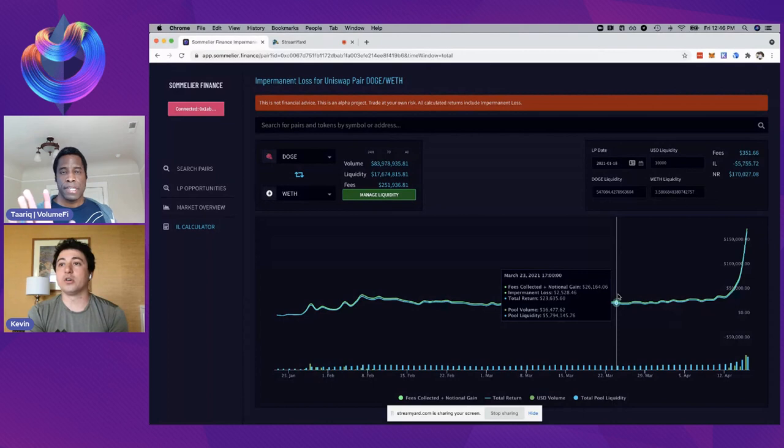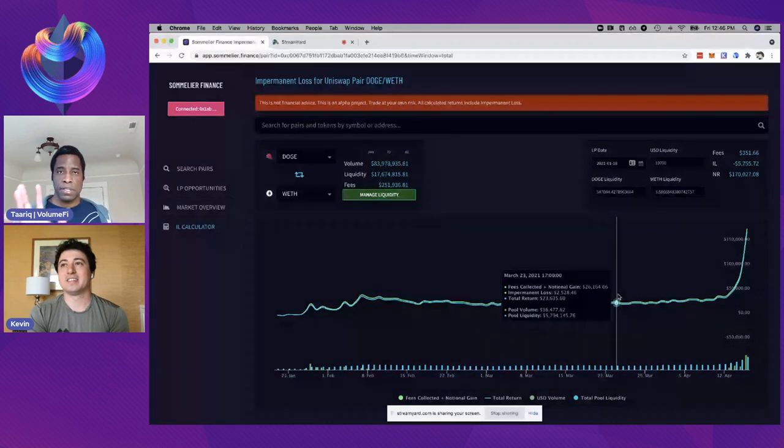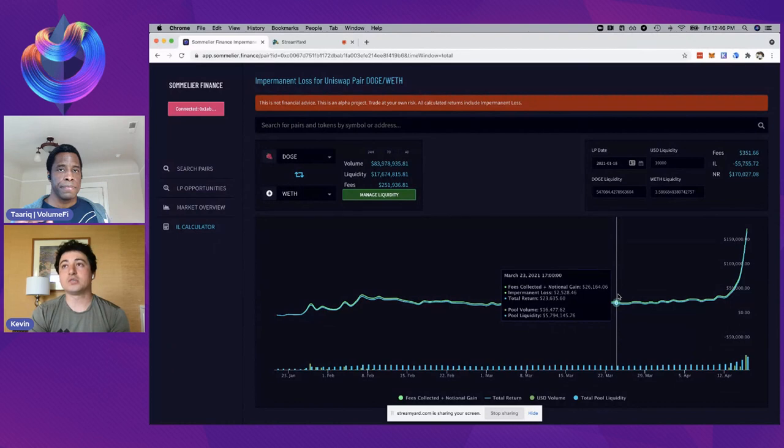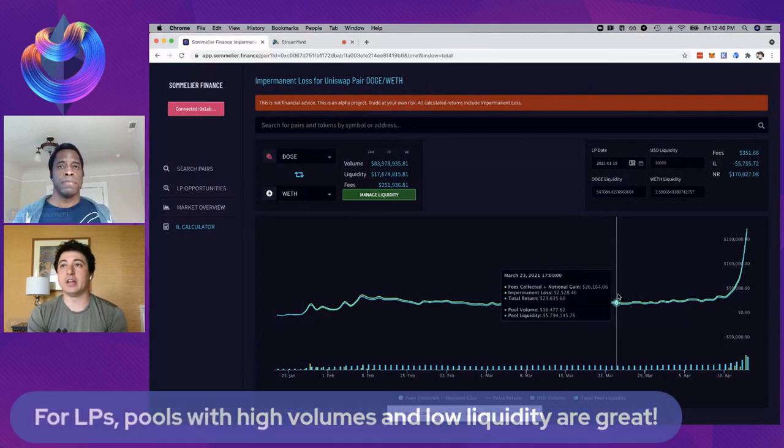Okay, slow. Let's say it again. Whoa. We got to jump in there. You said something big there. Okay, so from an LP perspective, let's repeat that again. What's good for an LP? Pools with high volumes and low liquidity are great, because you can gain a lot of proportional share of all the fees collected by adding less liquidity.